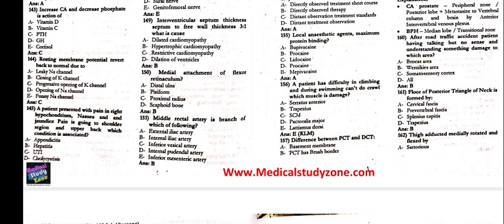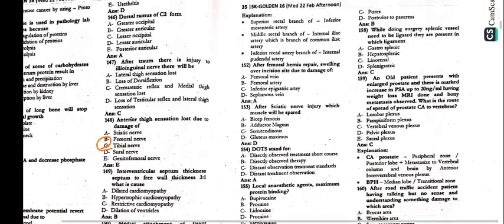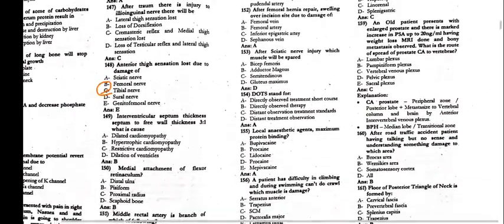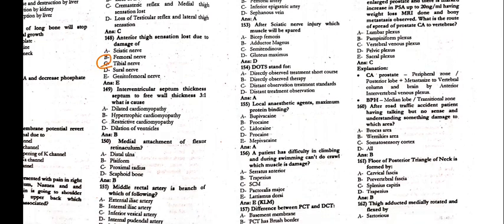Next, 151, the middle rectal artery is the branch of which of the following? That is the internal iliac artery. Next, 152, after femoral hernia repair, swelling over the incision site is due to damage of the femoral vein. 153, after sciatic nerve injury, which muscle will be spared? That is the gluteus maximus.